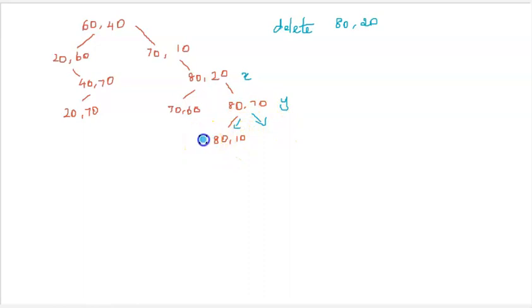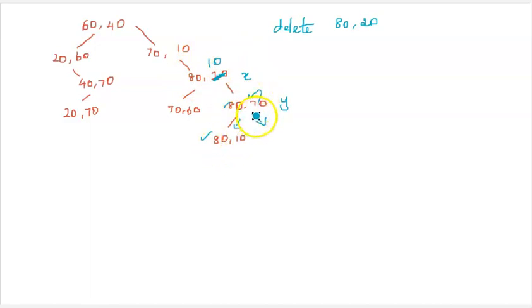So I have two data, one is 80-10 and one is 80-70. So I'll be choosing this 80-10 to replace this 80-20. So 80-20 will be replaced by 80-10, and now I have to delete this 80-10 from this subtree, right? So I'll be searching for 80-10 from this position only, not from this position, right? So if I replace anything, I have to put a search only from where I have taken this 80-10.